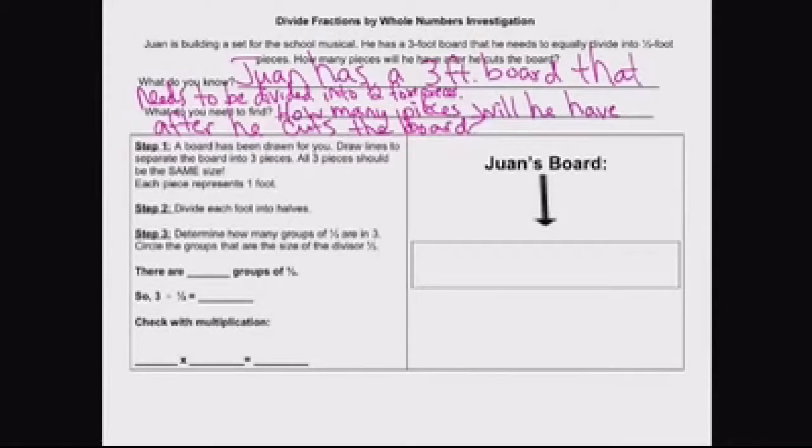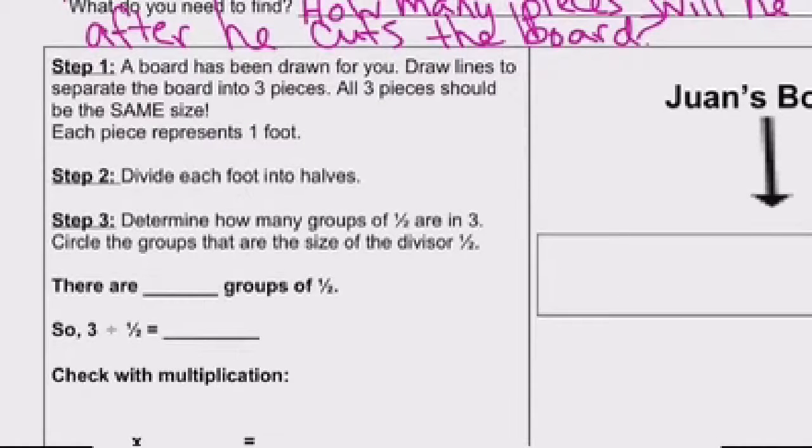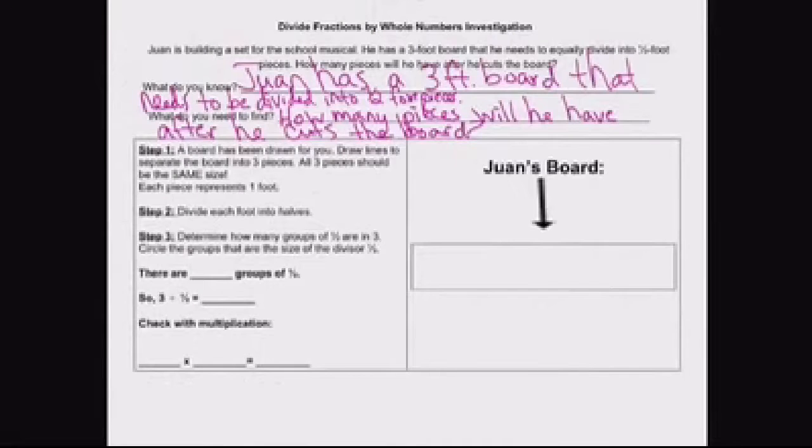altogether. Okay, step 1 says a board has been drawn for you. Draw lines to separate the board into 3 equal pieces. All 3 pieces should be the same size. Each piece represents 1 foot. Okay, so take your board and let's do your best to cut it into 3 same-sized pieces. So you can move it a little bit. Okay.